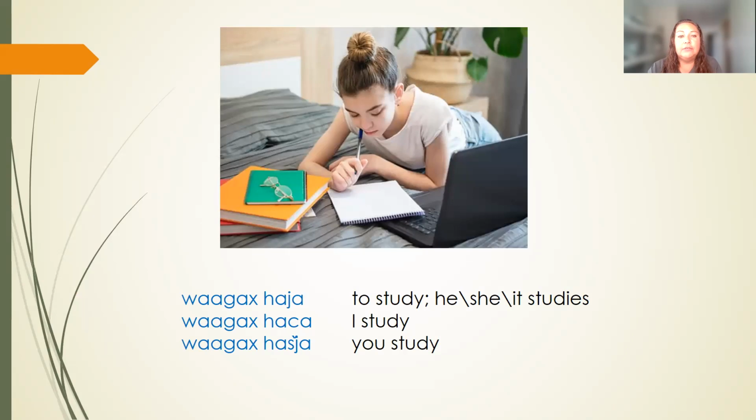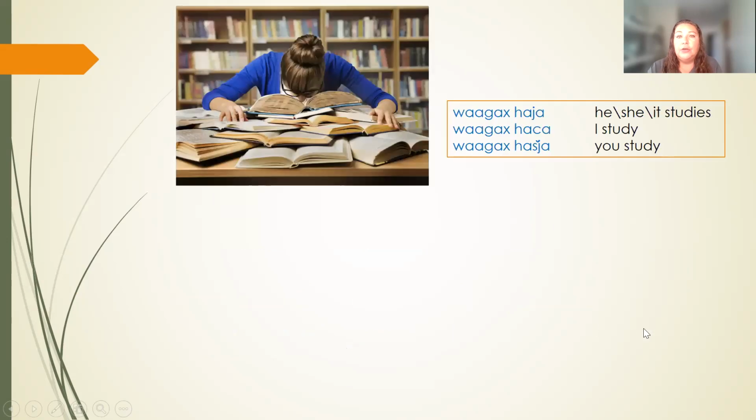All right, so let's take a look at the verb waagax haja. Waagax haja means to study, or he, she, or it studies. That is the verb for third person. Waagax is paper, haja is to look at. And then we've got I study is waagax hacha, and you study is waagax hashja. You can see the difference. The one thing that changes is the verb haja, changes to hacha, changes to hashja. All right, so here it looks like somebody is doing some studying.